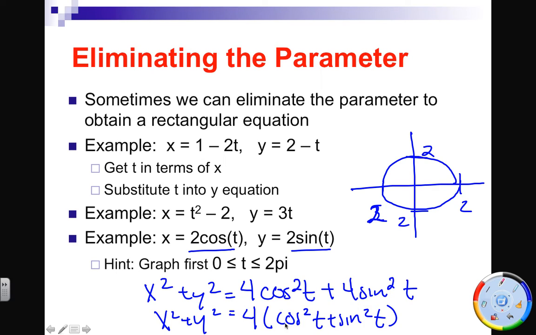And you will probably recall that cosine squared plus sine squared is 1, and therefore you get x squared plus y squared equals 4. Okay, it's really simple, but notice it has nothing to do with cosine inverse. Don't use cosine inverse. It doesn't work. Use this very simple Pythagorean identity.